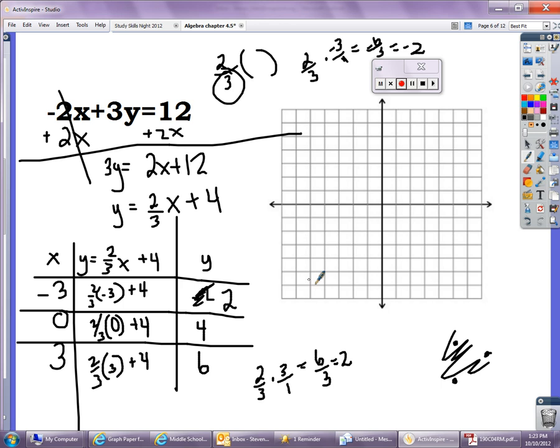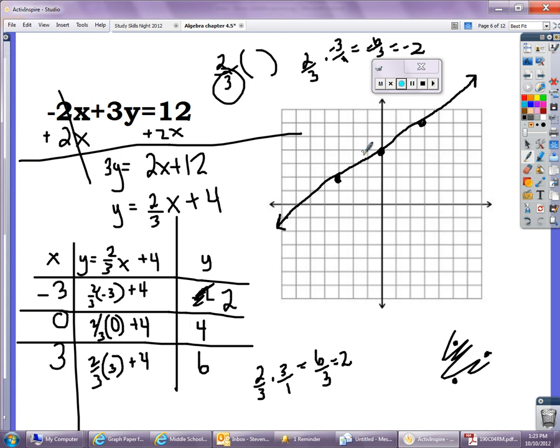So now I'm going to graph my 3 points. Negative 3, 2. Left 3. Up 2. 0, 4. And 3, 6. And you can see they're going to form an exact line. So I would use a ruler. Have to use a ruler, but let's just pretend I had a ruler. And I'm going to make sure my line goes past the points. And that is how you graph an equation.